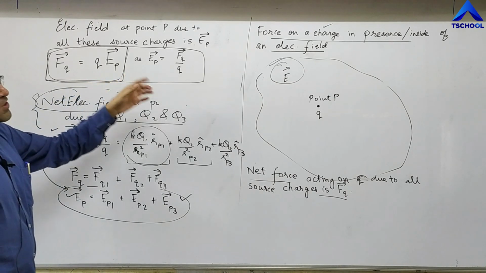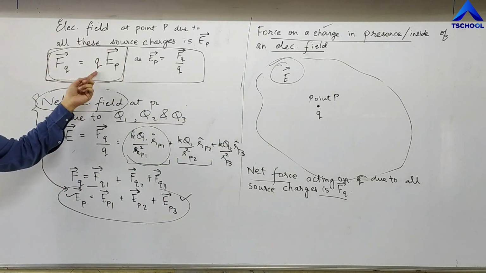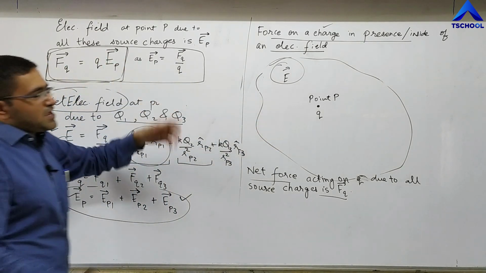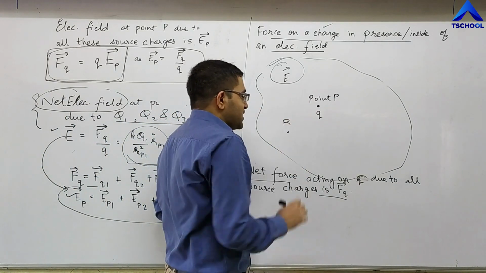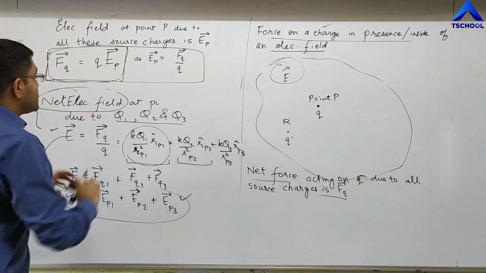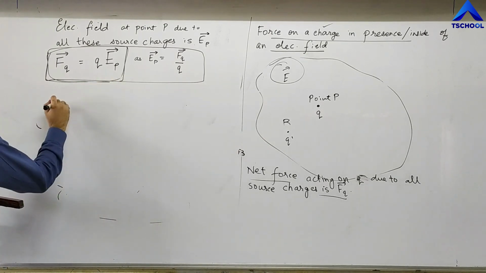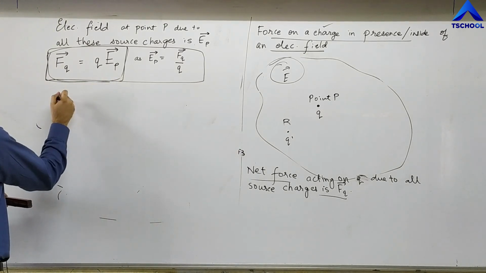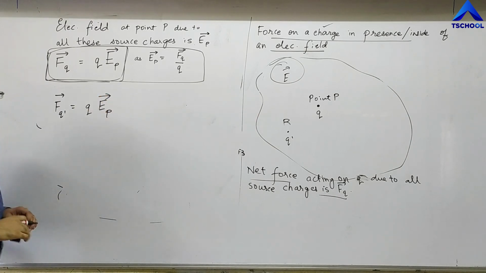So when you put the charge at point P, there will be a force on that charge which will be q into EP. Let's say in this same electric field at some other point, let's call this point R, you put some charge q dash over here. If you're going to put a charge q dash over there, then the force acting on that charge q dash will be equal to q dash ER vector. Is that correct?